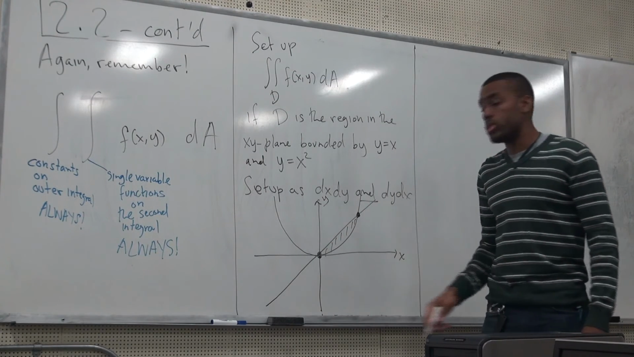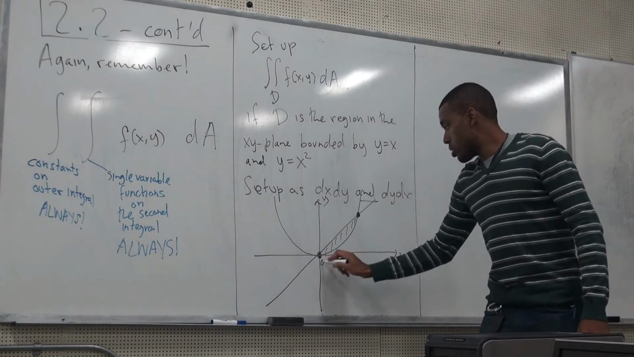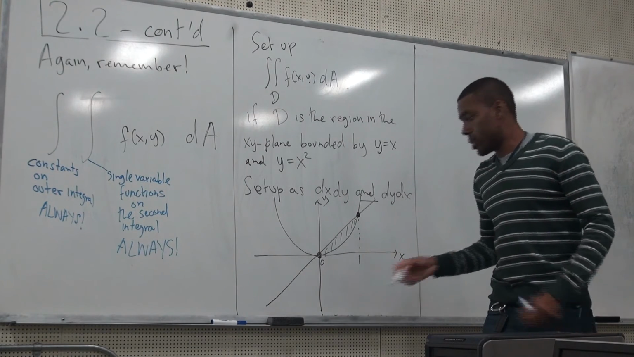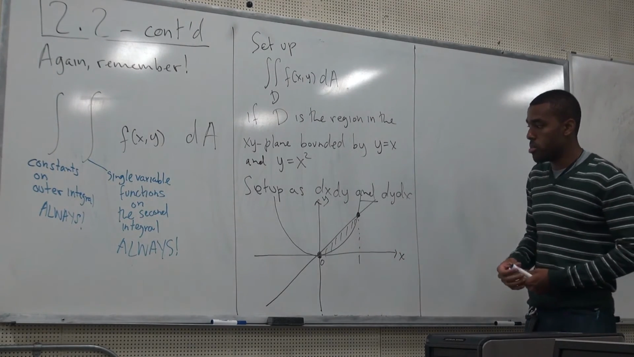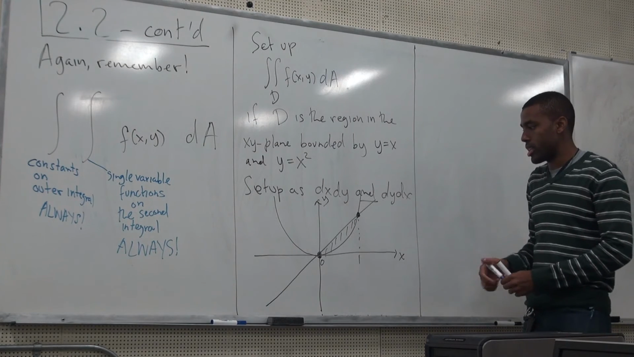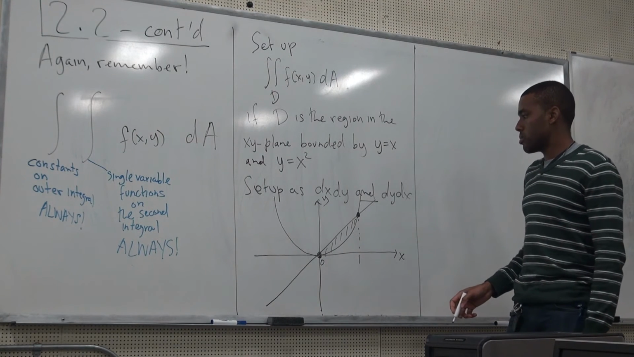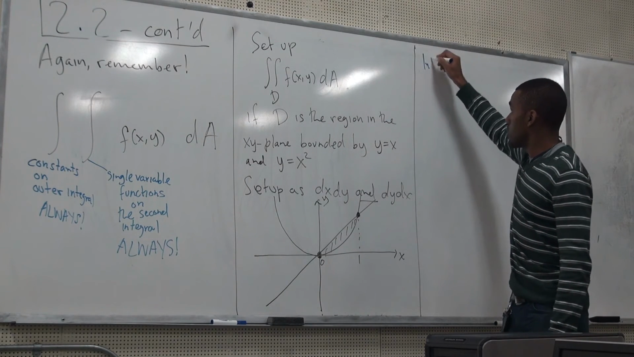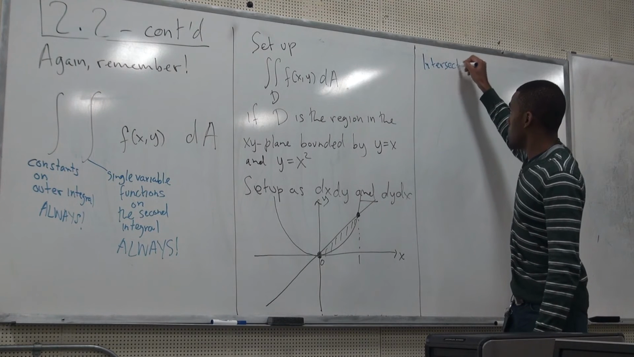What are the intersecting points? 0 and 1, right? Again, it might be obvious here, but if they didn't tell you, how would you find the intersecting points? You'd set them equal.